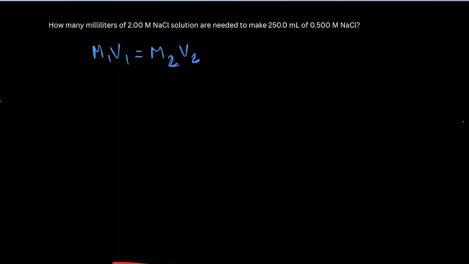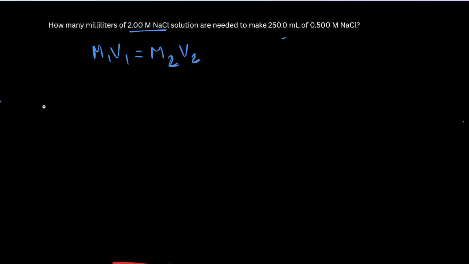We're trying to find how many milliliters of a 2 molar NaCl solution. We're given the molarity already, so that will be our M1, are needed to make 250 milliliters of 0.5 molar. So we have to add some volume of this solution to make a specific volume of specific molarity. We're going from this to this. This is what we're trying to go to, the end product, the after. So we can identify these both to be our M2V2.